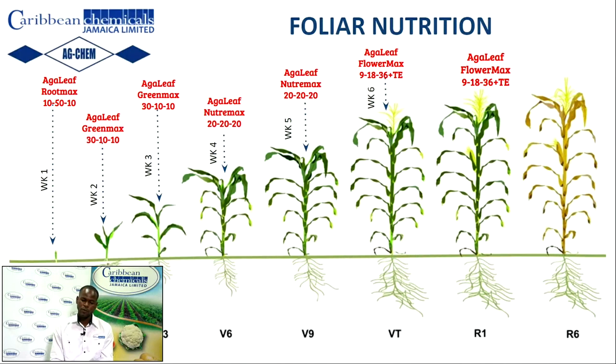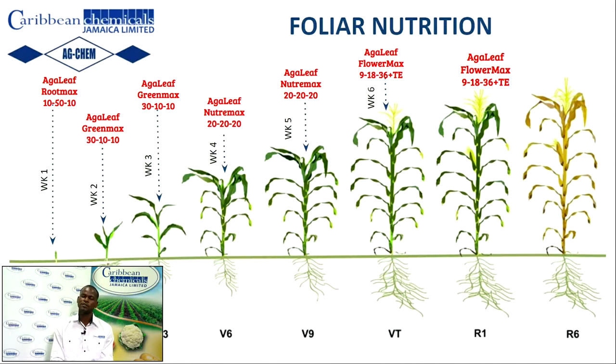And then into week four, you want to transition into your Nutrimax 20-20. You're balancing off the nutrient requirement of the plant, right? And these foliars are packed with your micronutrients, so you won't have to worry about the micronutrient deficiency. And with the Nutrimax, we carry that to week five, where we taper off at week six with our Agaleaf Flower Max.